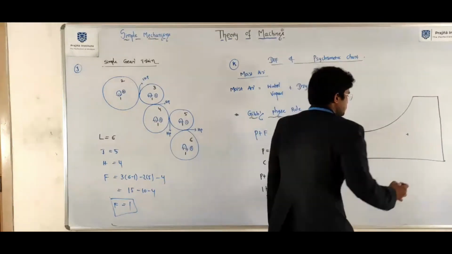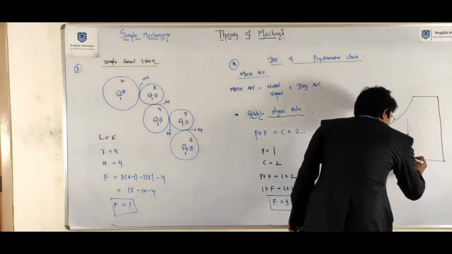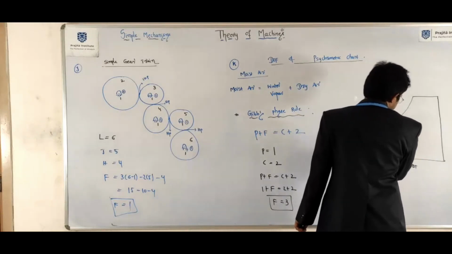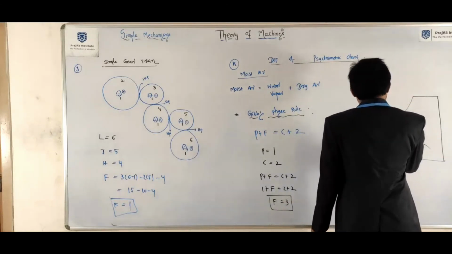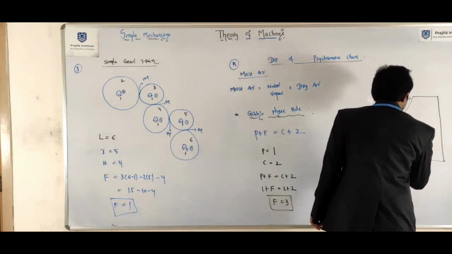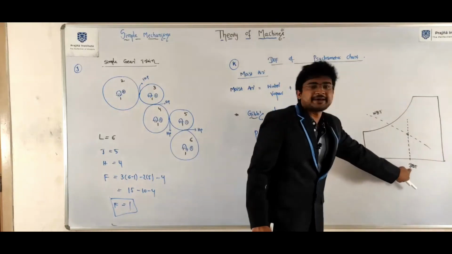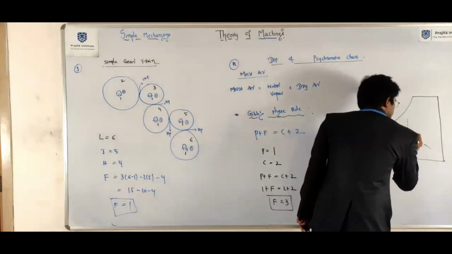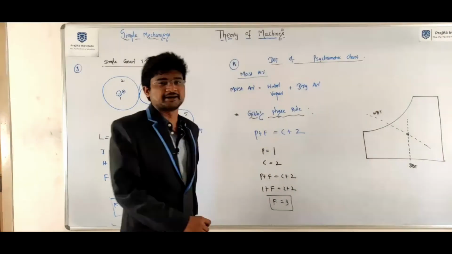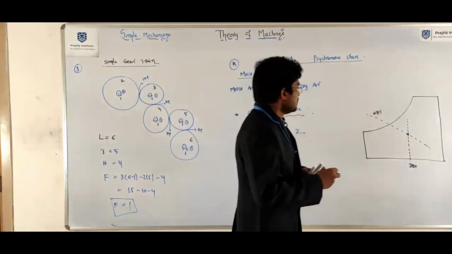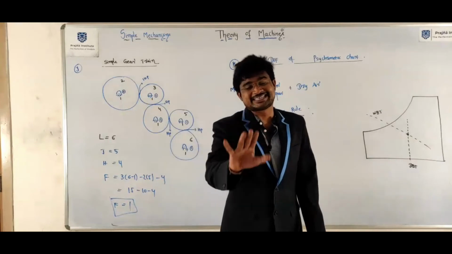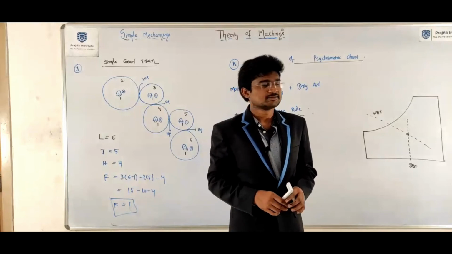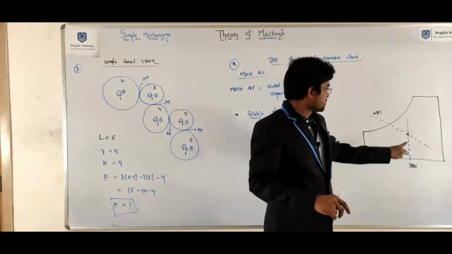Tell me, I gave dry bulb temperature and wet bulb temperature. Dry bulb temperature and wet bulb temperature are given. Are you able to mark a point in the psychrometric chart? Correct? So what is the degree of freedom of the psychrometric chart? In your knowledge, tell me: 2. Are you following?